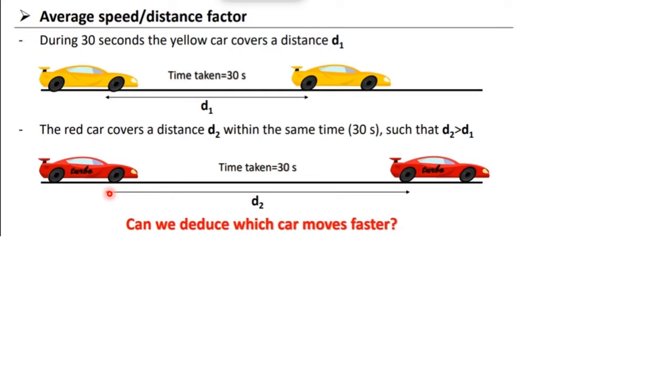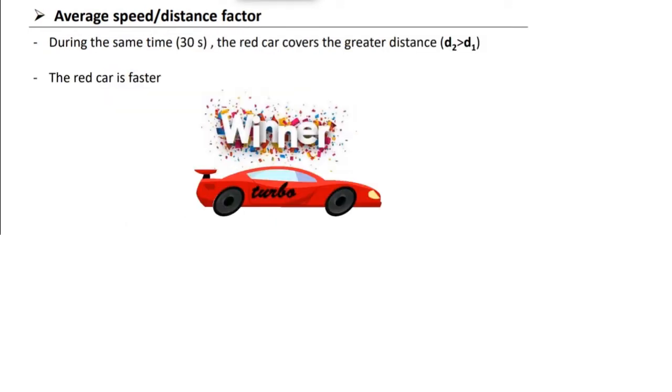So can you deduce which car moves faster? Yes, that's true. The red car is the winner. Why? Because during 30 seconds, the red car covers the greater distance. So the red car is faster, since it covers a distance greater than that covered by the yellow car. Thus, the average speed of an object also depends on the distance covered. So we have the distance factor. Thus, the speed depends on the time and on the distance covered.